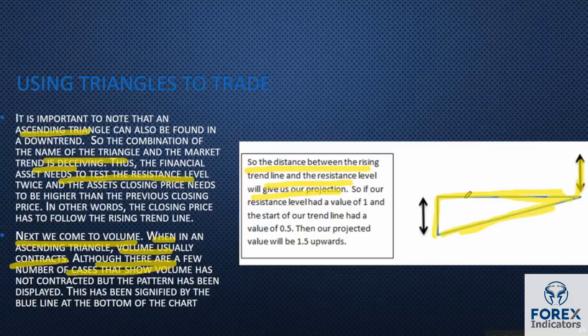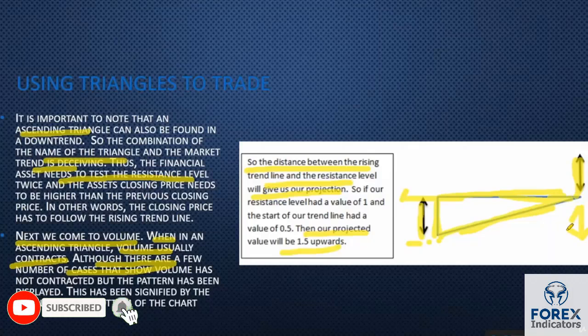So if our resistance level had a level of 1 and our trend line had a level of 0.5, then our projected value would be 1.5. So we're expecting a 1.5, or an equal distance to what the width of this triangle was, in an upward movement if it's a breakout up. Because from an ascending triangle, we are looking for it to regain its traction on the trend line. You're not looking to trade going down, because you're not looking to trade against the trend.